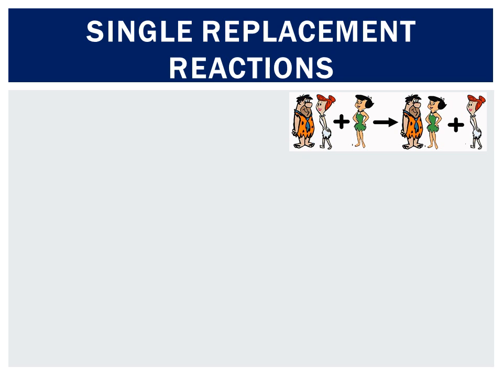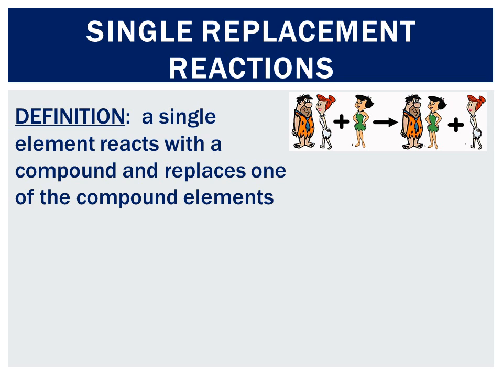Alright, next type of reaction is a single replacement reaction. The definition is a single element reacts with a compound and replaces one of the compound's elements. So before we look at this in the form of chemistry, you see a couple, Fred and Wilma, and Wilma is replaced by Betty. Now Betty and Fred are a couple, and Wilma is on her own. It's a replacement of one single element.